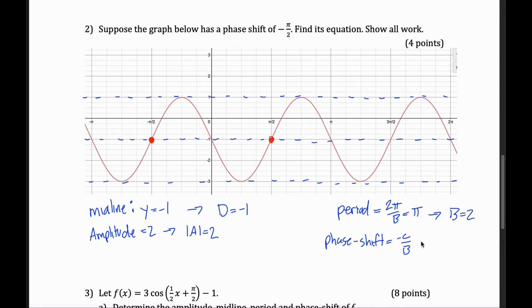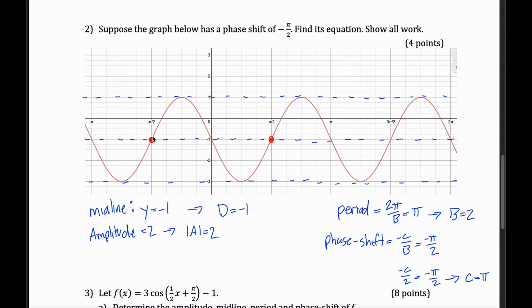And then finally, the phase shift is always negative c divided by b. The problem told me that the phase shift is negative pi over 2, so I know that negative c over b equals negative pi over 2, and since I know that b is equal to 2, I got negative c over 2 is equal to negative pi over 2, and therefore c is equal to pi.